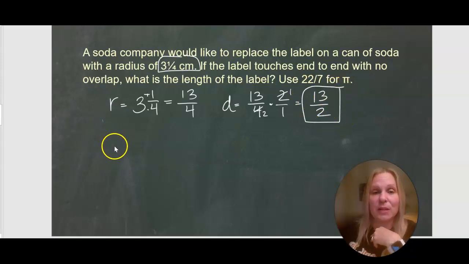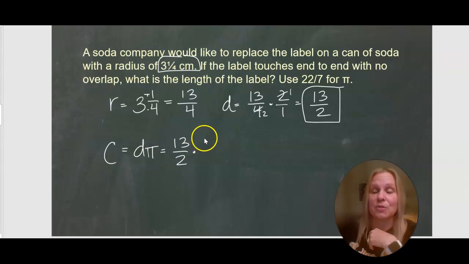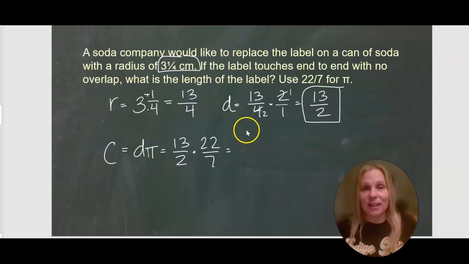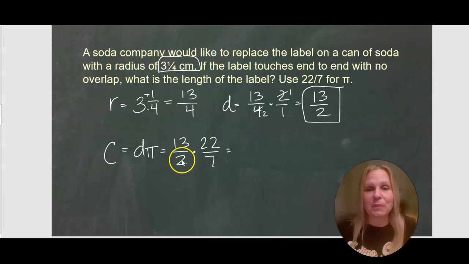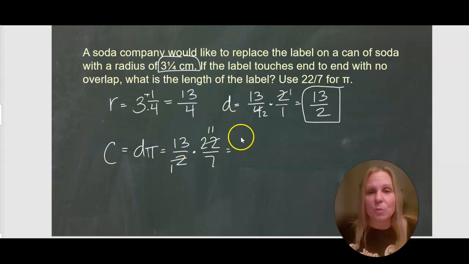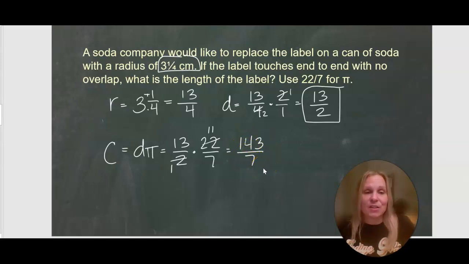All right, so now for my circumference, I'm going to do d pi, diameter times pi. That's going to be 13/2 times 22/7. I'm going to do a little cross canceling. Again, if you don't like the cross canceling, you don't have to do it. You can just do top times top and bottom times bottom. But I'm going to divide by 2 and divide by 2. And then 13 times 11 is 143/7.